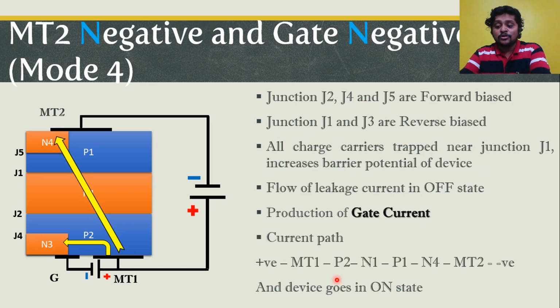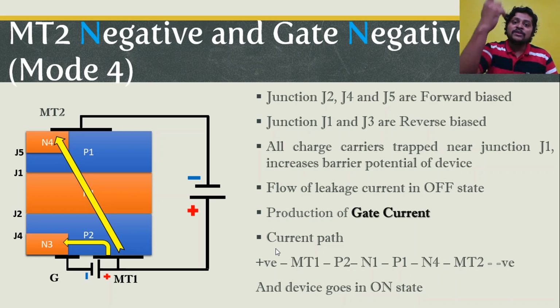As soon as avalanche breakdown of junction J1 takes place, a flow of current will be established. The current will be established with a path positive MT1, P2, N1, P1, N4, and then MT2, which is negative and grounded, and finally the device goes into on condition. So now the current will be established from MT1 to MT2.